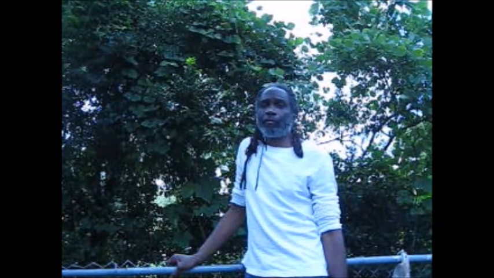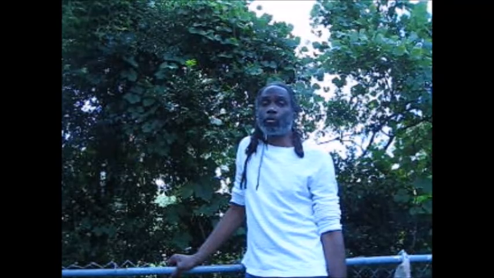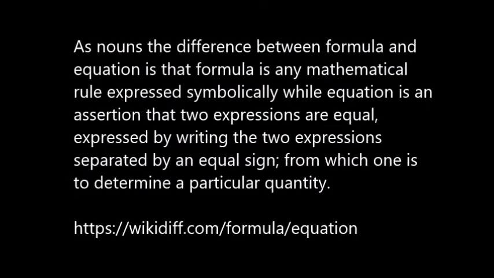The difference between the meaning of formula and equation and how those two words are used. As nouns, the difference between formula and equation is that formula is any mathematical rule expressed symbolically, while equation is an assertion that two expressions are equal, expressed by writing the two expressions separated by an equal sign, from which one is to determine a particular quantity. That definition comes from Wikidiff on the internet.